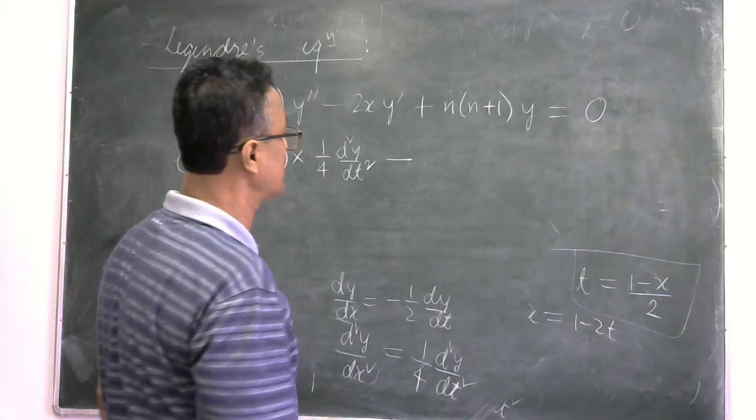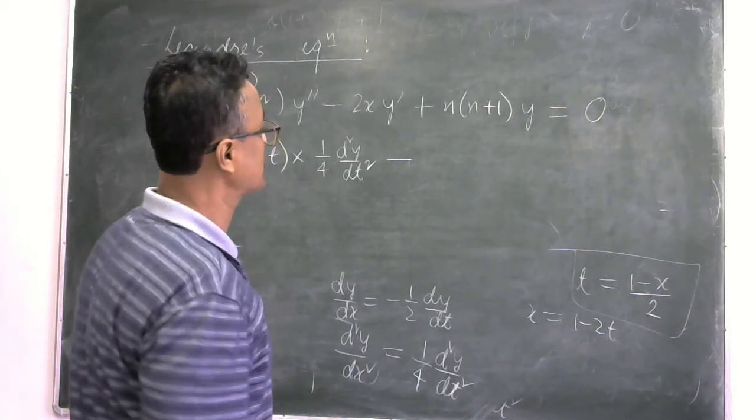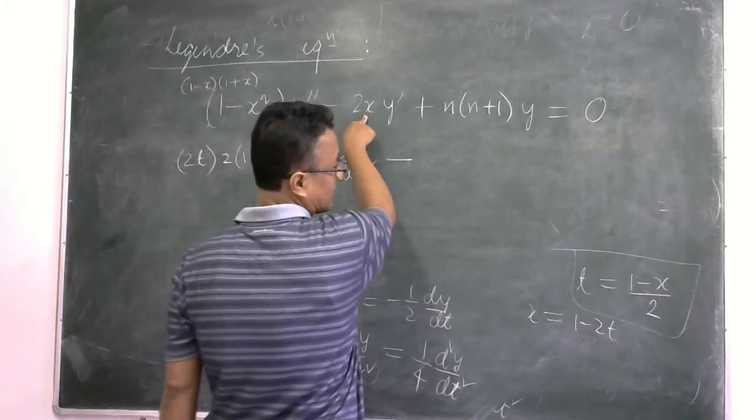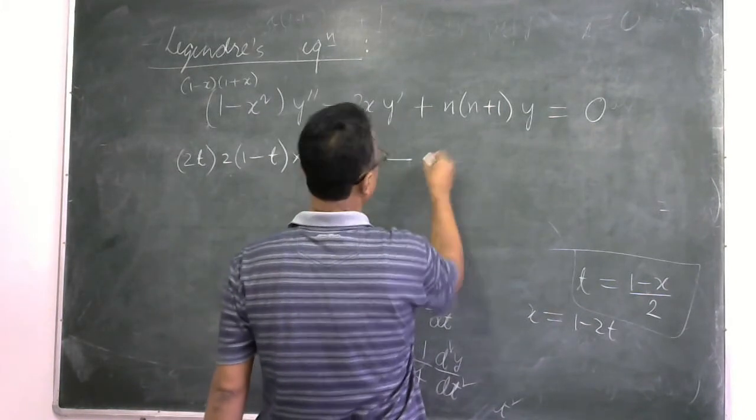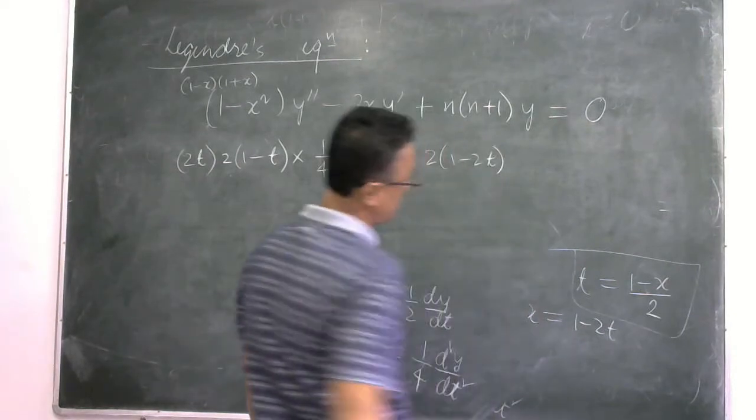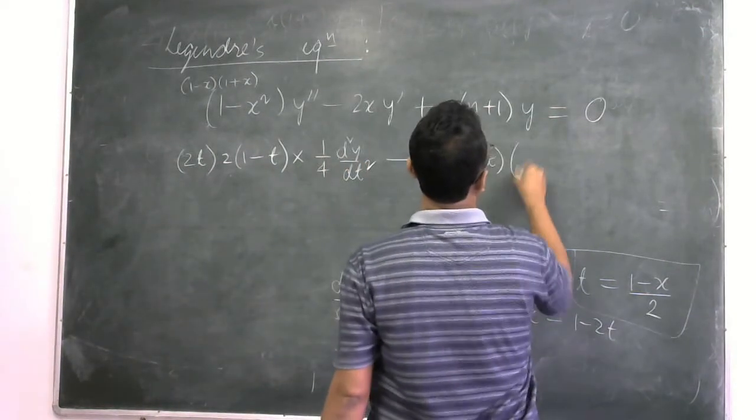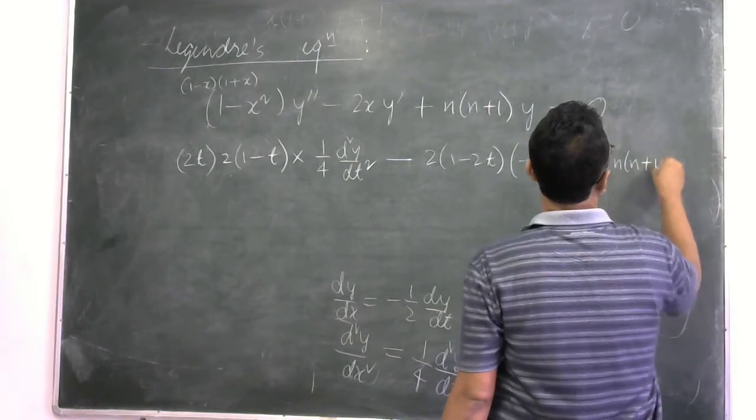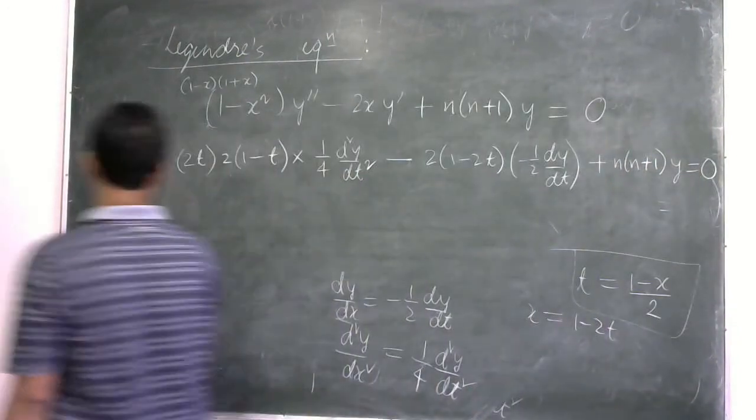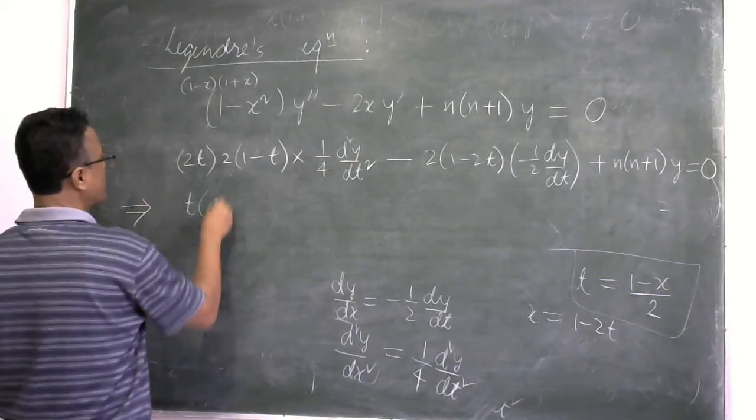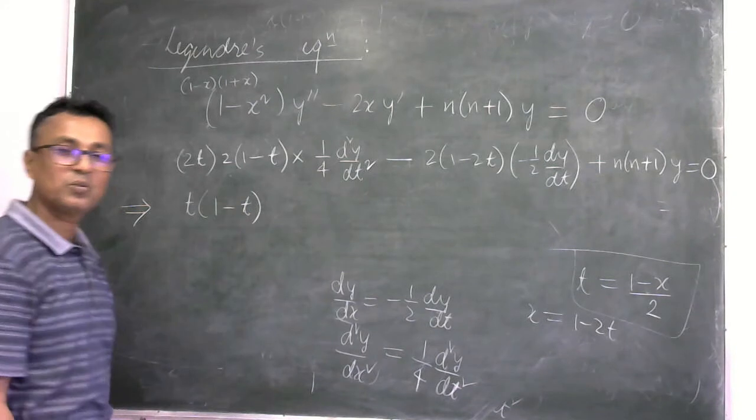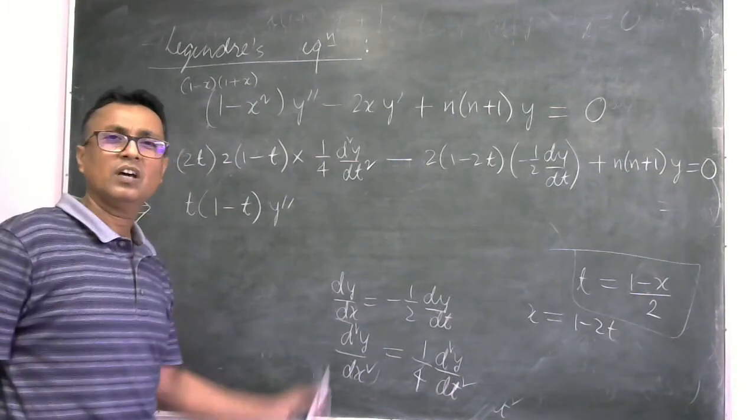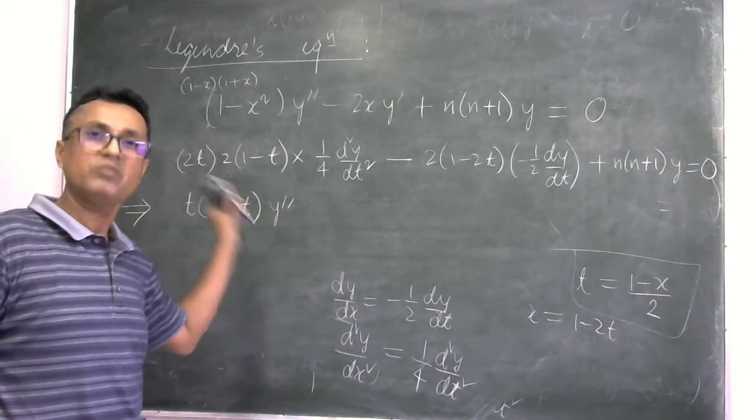Fine. So then what is 2x? 2x is 2 into 1 minus 2t. Okay. And this is minus half dy dt. And then let it be as it is. So what does it give you? Obviously, you should be happy that t into 1 minus t I have got. Right? Okay. So again, now let me simply write it as y double prime, where now the prime denotes derivative with respect to t.